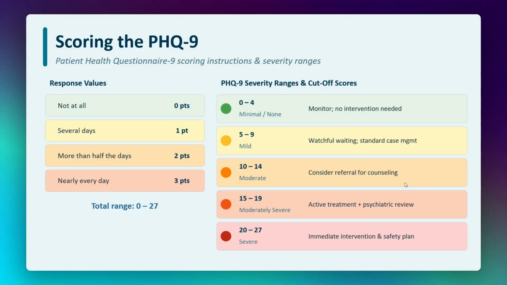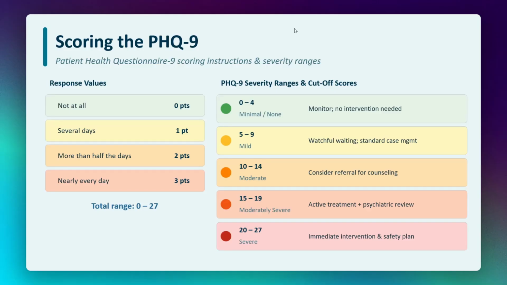The next range is 5 to 9, which is a mild score. This involves watchful waiting and support through standard case management. 10 to 14 signals moderate depression. This is where you'd want to consider a referral or counseling. 15 to 19 is moderately severe. Active treatment is needed, often combining therapy with a medical or psychiatric review. And the 20 to 27 range is severe. This requires immediate clinical intervention and safety planning.